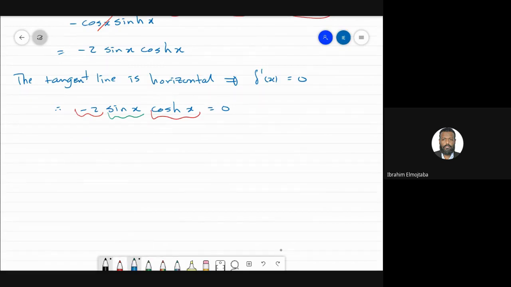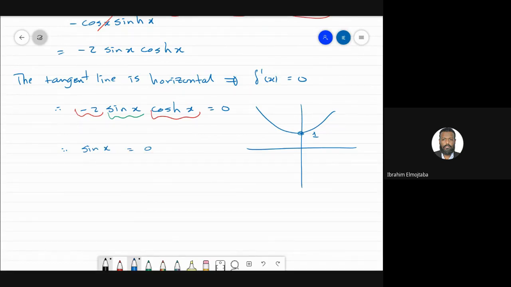And if you remember from the graph of the hyperbolic cosine, this is the graph of hyperbolic cosine when this point is 1 actually. So the lowest value here is 1 and it cannot go lower than 1, therefore it cannot be 0, it is always something greater than 0. Likewise minus 2 is just a constant. That means the solution is sin x equal to 0.